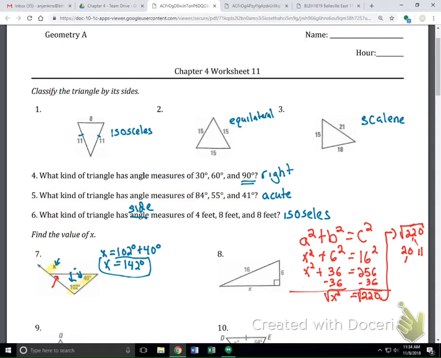2 and 10. 2 and 10. And then what goes into 10? 2. What has buddies? 2. What doesn't have buddies? 5. Yep, so we take the 2, it comes outside. What doesn't have buddies stays locked up. So 5 times 11 is 55.